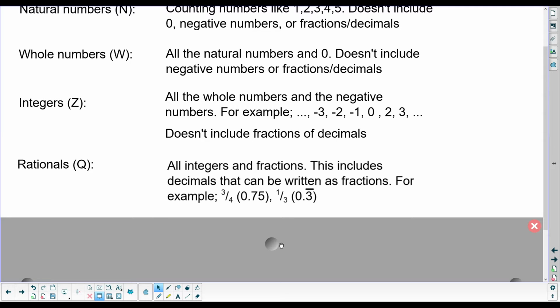So the thing about rational numbers is that they can be represented as a fraction. So for example, 3 over 4, but we can also represent that as a decimal number. And so if we divide 4 into 3, we get 0.75.